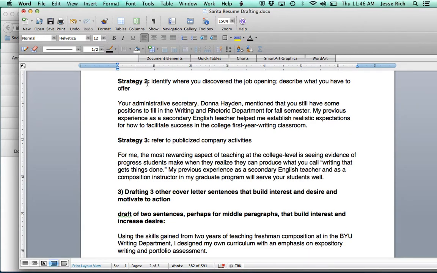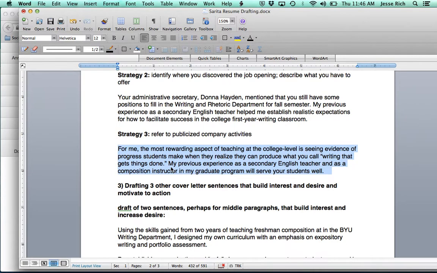But that's strategy 2, and then in strategy 3, I chose a different idea here, referred to as publicized company activities. So before I wrote the cover letter, I poked around on the writing and rhetoric department website, and I found this quote that I liked, where the writing department chair said, "We do writing that gets things done," and she was the person who's going to read my resume, so I wanted to make sure I used that quote in my cover letter to catch her attention, and I thought this is another way that I might be able to start. So I just drafted these 2 sentences here.